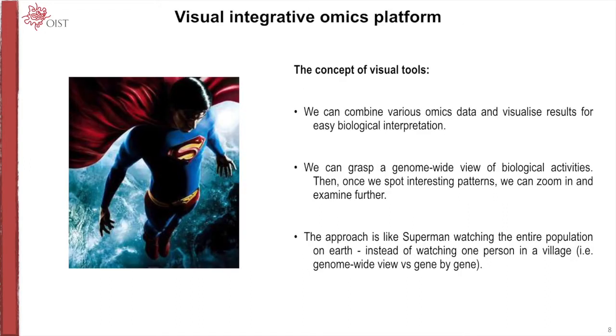Let me explain the concept of our visual tools. We can combine various omics data and visualize results for easy biological interpretation. We can grasp a genome-wide view of biological activities. Then, once we spot interesting patterns, we can zoom in and examine further. The approach is a bit like a Superman watching the entire population on Earth, instead of watching one person in a village. What I'm trying to get is we want a genome-wide view instead of going through gene by gene.